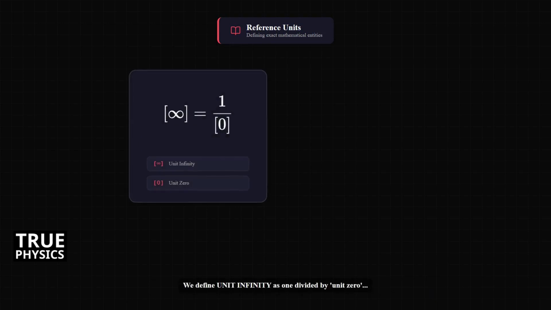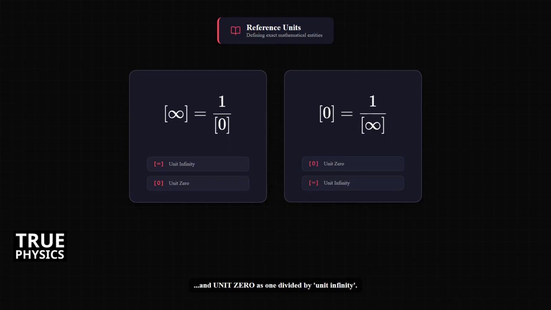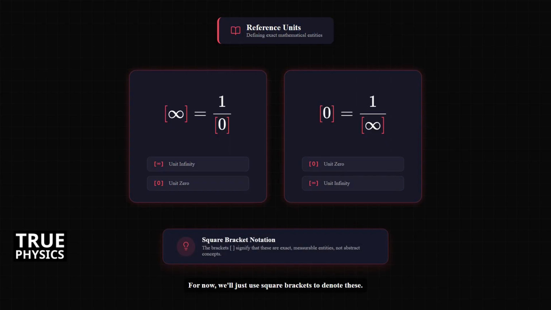First, we need to define some new numbers and notation. Rather than saying that all infinite numbers equal infinity, we define a reference infinity properly. We define unit infinity as 1 divided by unit 0 and unit 0 as 1 divided by unit infinity. For now, we'll just use square brackets to denote these. From here onwards, when we say 0 or infinity, we'll be referring to these exact entities.